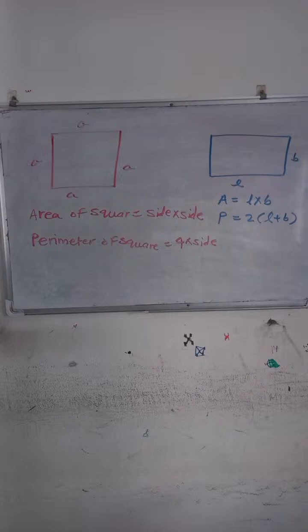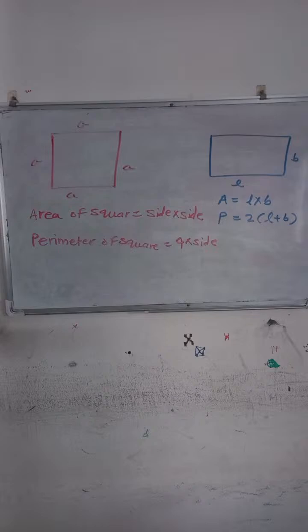So copy these formulas. Copy both the formulas, area of the rectangle and area of the square. Okay, both formulas are there. So based on this we can do the problems. Write down the first question. Find the area of the square.